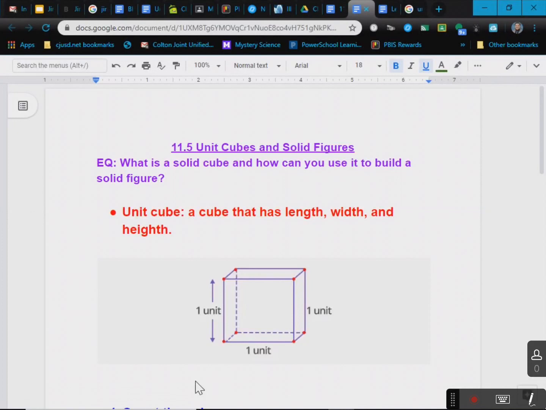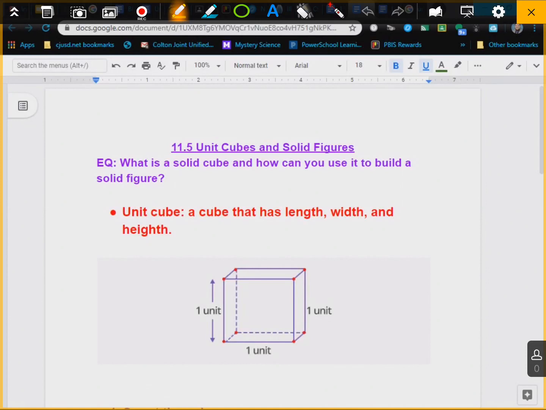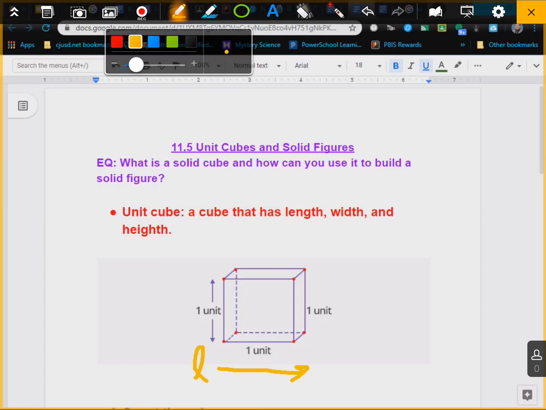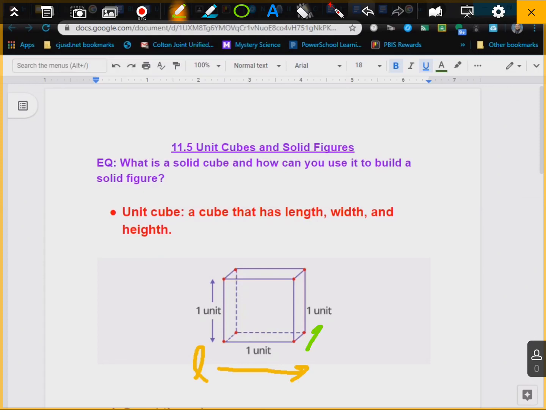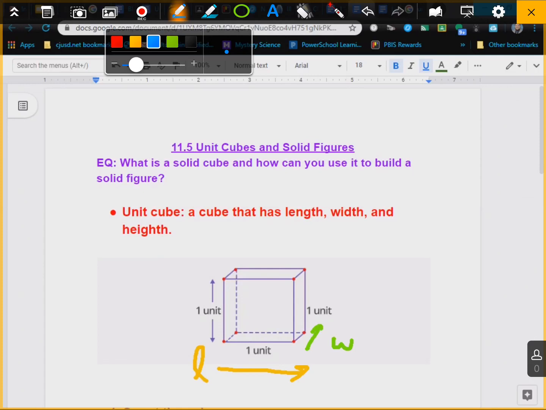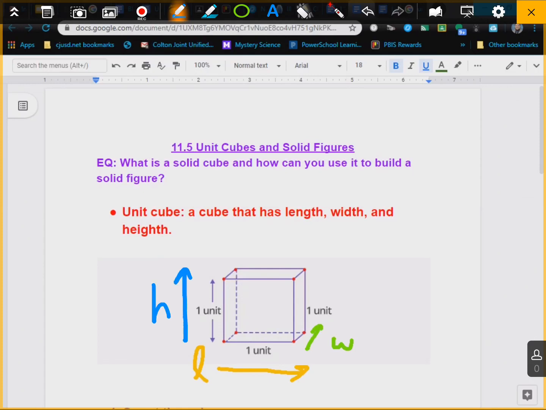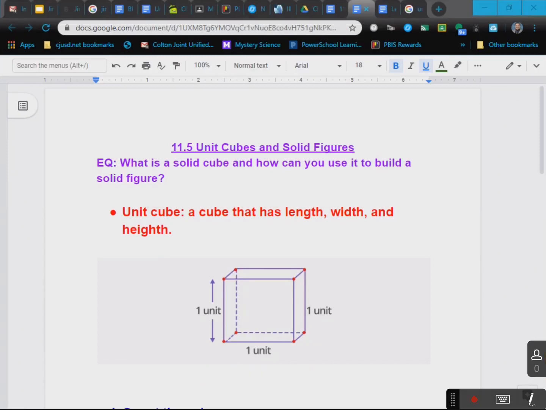So the vocab that you need to write down is a unit cube. It is simply a cube that has a length, width, and height. A length is how long something is, usually represented by a cursive L. A width is how wide something is, usually represented by a W. And the height is how tall something is. That's represented by an H. Okay? So let's go over the steps, and we only have 2 examples.